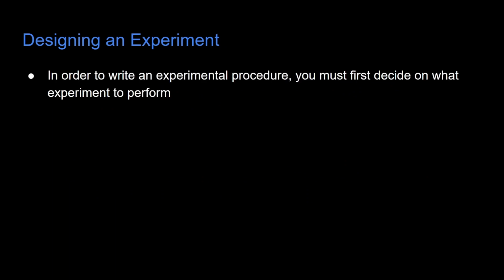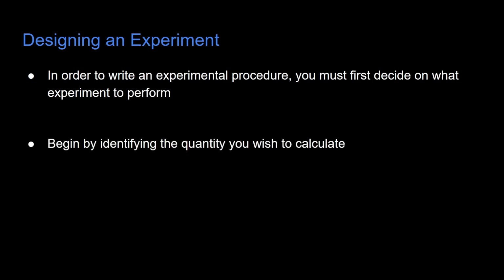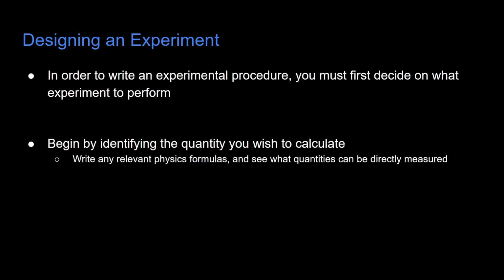So, if you're asked to design an experiment, first you've got to decide on what experiment you're actually going to design. You should begin by identifying what quantity you wish to calculate. Is it the moment of inertia? Is it mu sub k? Is it acceleration? Is it g? And once you figure out what exactly you're trying to measure, you should write down any relevant physics equations and see if you can somehow figure out portions of that formula that allow you to solve for the unknown quantity.